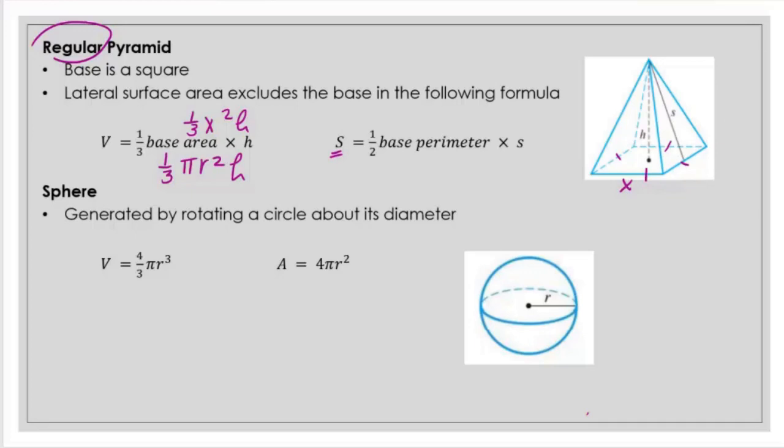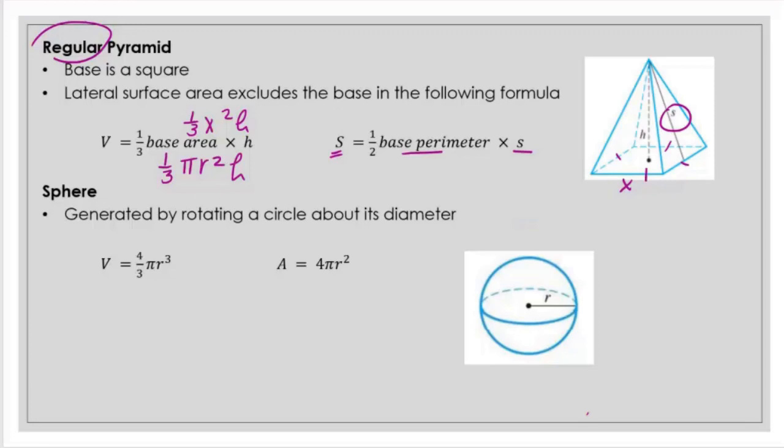So back to our 2D objects. We'll take 1/2, whatever the perimeter is of the square or the rectangle, depending on our shape, and multiply that by s. S here is, once again, the slant height.